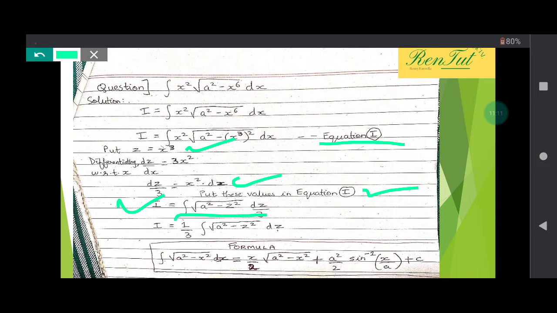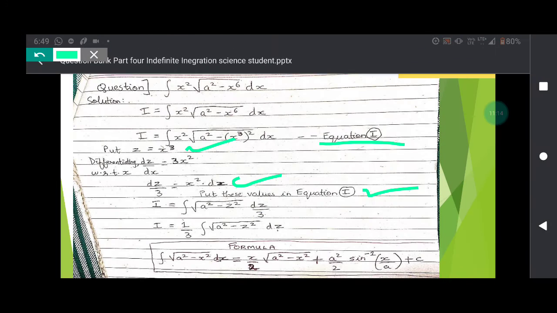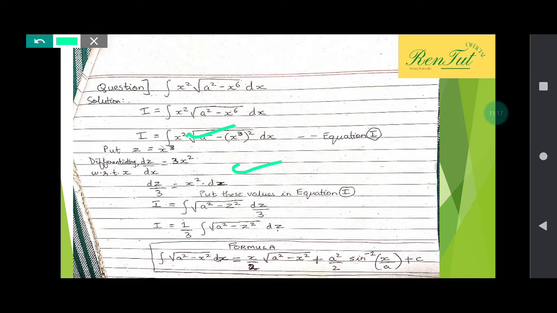So substituting all the values, equation 1 is transformed like this: I is equal to integration of a square minus z square into dz by 3. This dz by 3 you have got from here. So instead of x square dx, you will be putting dz by 3, and the other values are already there, and this value you put over here.